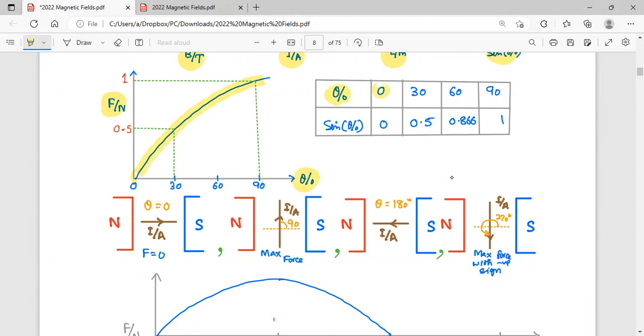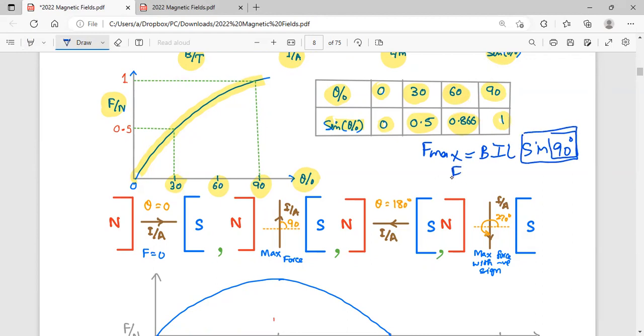We know that if theta is 0, sine theta is 0. For 30 degrees, sine theta is 0.5. For 60, it is 0.866, and for 90, it is 1. So if we take the sine value, then we can get the corresponding force value as well. For example, we know that maximum force is BIL sine 90. Maximum force happens when the angle is 90, because sine 90 equals 1, so F is BIL. This is the maximum force. So at 90 your force is maximum, which is 1. That is your first point.